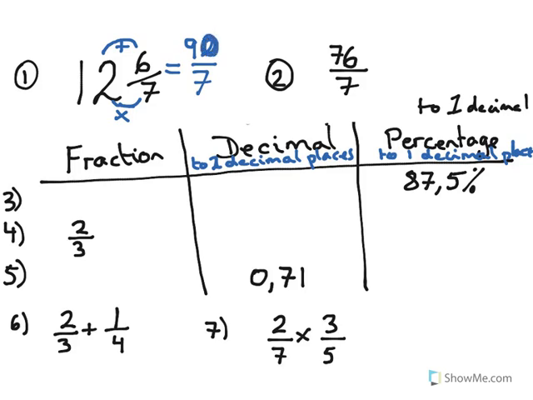84 plus 6 giving us 90 sevenths. So we get 90 sevenths is the conversion of the mixed fraction to the fraction form. 12 sevens are 84, 84 plus 6, 90 sevenths.